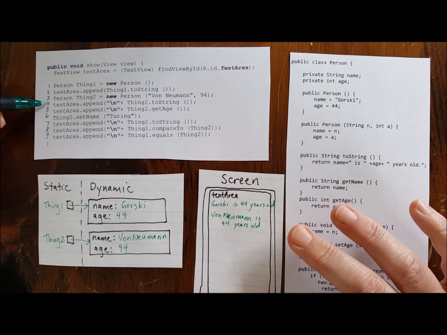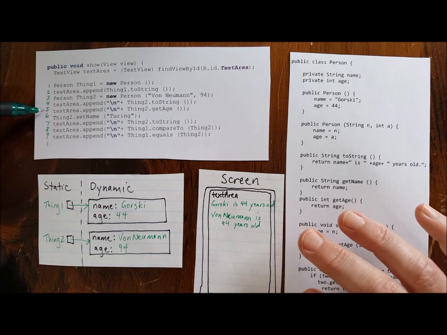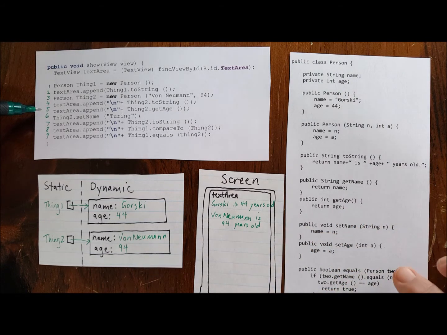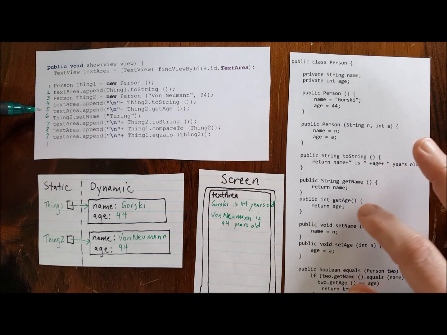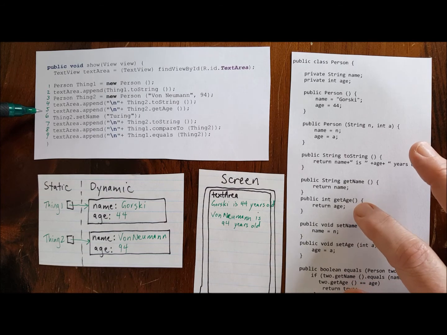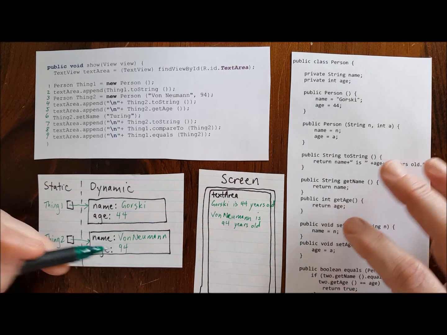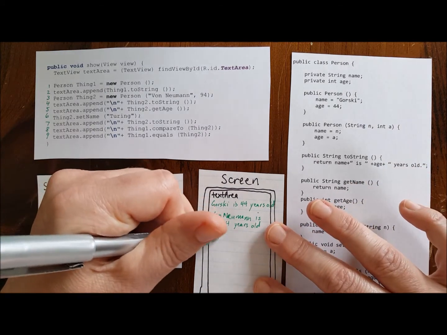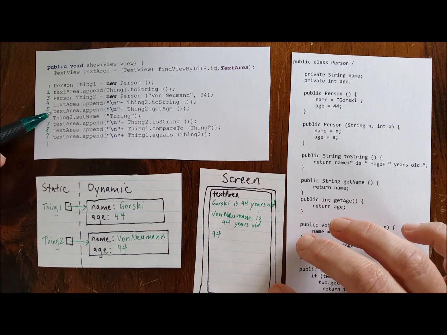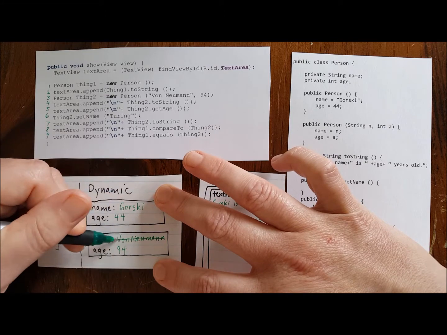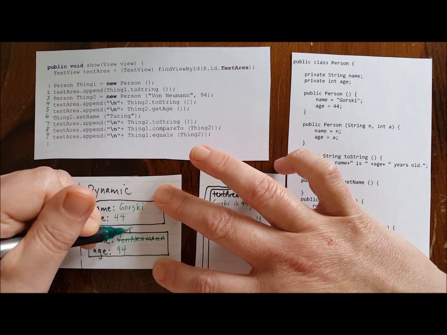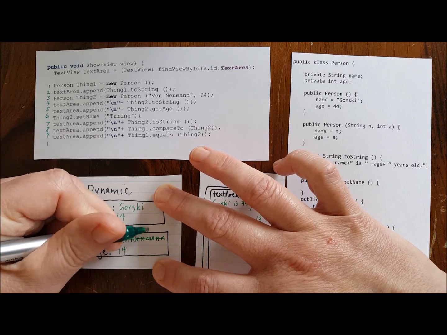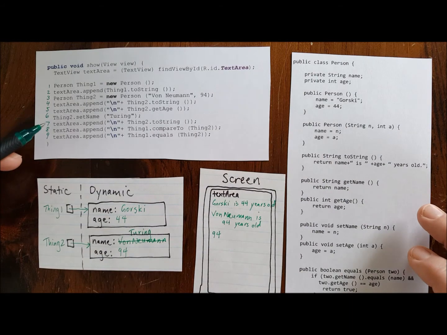Okay, so we've got line 4 done. Line 5, it says TextArea.append thing2 getAge. So getAge, not shockingly, is returning the age. So thing2's age is 94. So it would return 94 and print it out. Then it says to set thing2's name to be Turing. So I'm going to go in and change that. So thing2's name is now Turing.